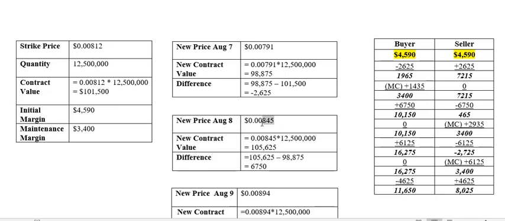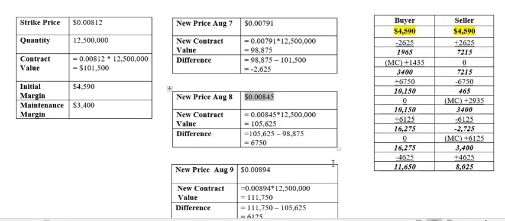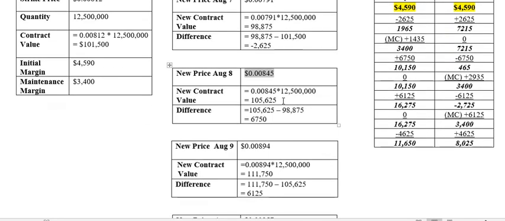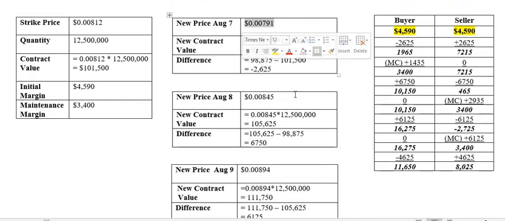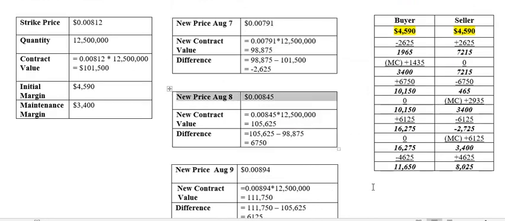Then we move towards the August 8 adjustment. Our new price is given in the numerical. We multiplied that with the quantity to calculate the new contract price. Then the contract value of August 8, which is the new contract value, minus the old one, that's August 7. So there is a positive $6,750 difference. This shows a profit for the buyer because the price of the Japanese yen has actually increased, as you can see here. So it's a profit to the buyer and a loss for the seller, which we actually are.